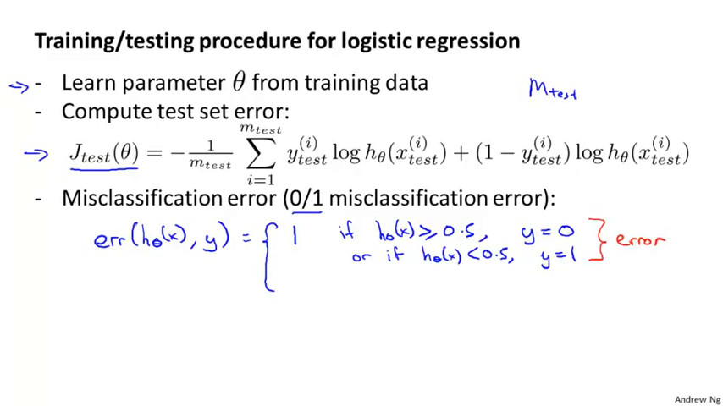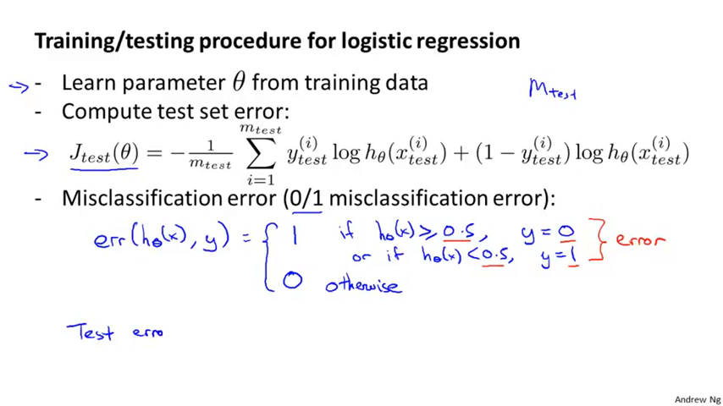Right? So both of these cases basically correspond to if your hypothesis mislabeled the example, assuming you thresholded at 0.5. So either it thought it was more likely to be 1, but it was actually 0, or your hypothesis thought it was more likely to be 0, but the label was actually 1. And otherwise, we define this error function to be 0 if your hypothesis basically classified the example y correctly.